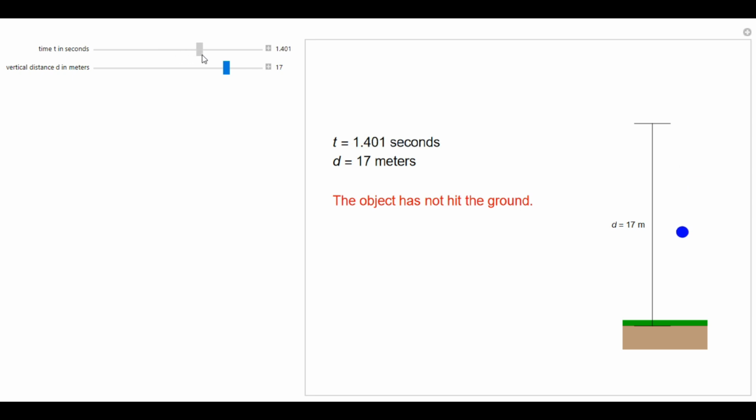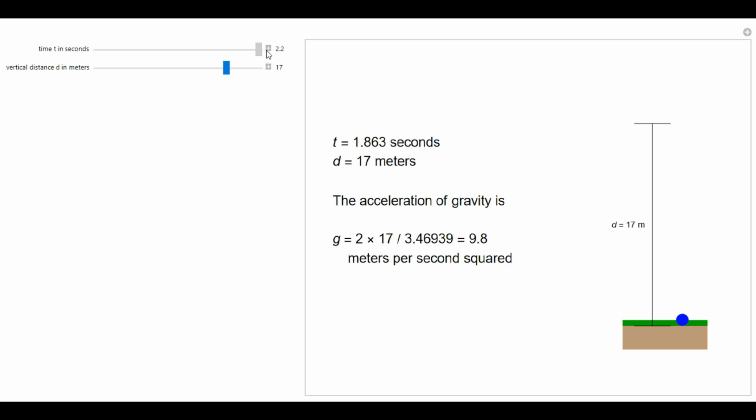Whether you're a student, a teacher, or just a curious mind, this experiment is a great way to explore the wonders of science. So grab an object, measure its fall, and discover the power of gravity for yourself.